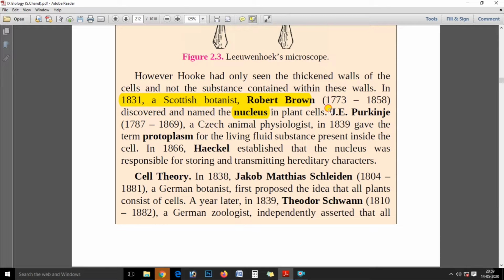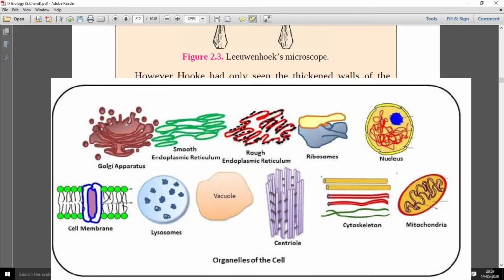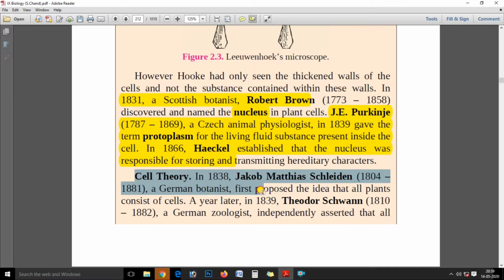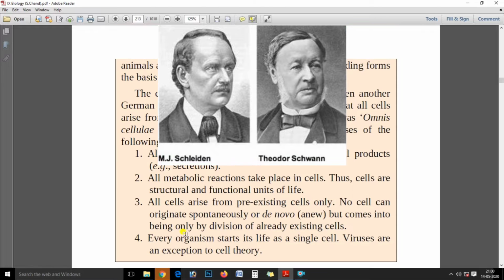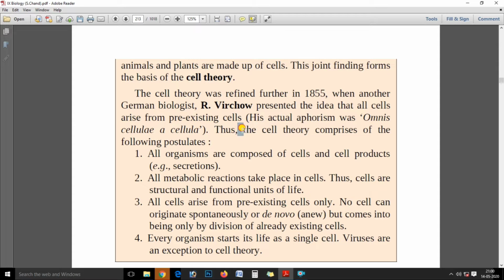Then year after year, other scientists discovered all the other materials present inside the cell. We basically call these materials cell organelles. That means the materials which are present inside the cell, we call them cell organelles. Then in 1838 and 1839, two German scientists named Schleiden and Schwann asserted that all animals and plants are made up of cells, and they proposed the famous cell theory, which says that all organisms are composed of cells and cell products, that means cell organelles.